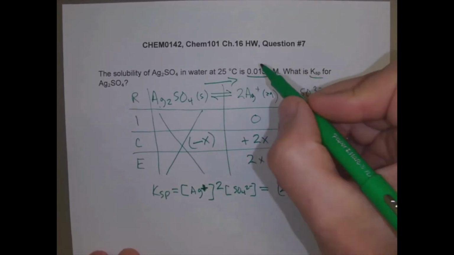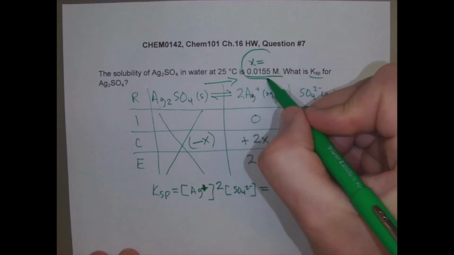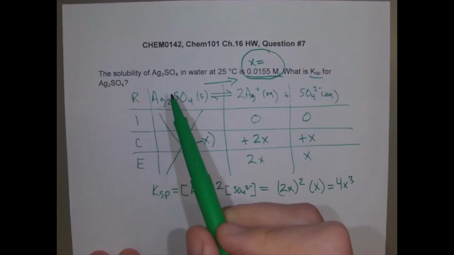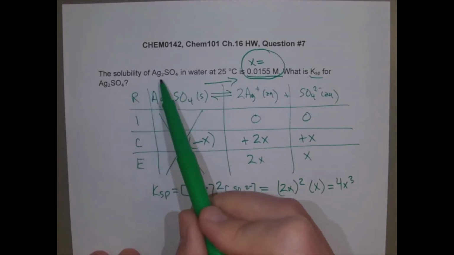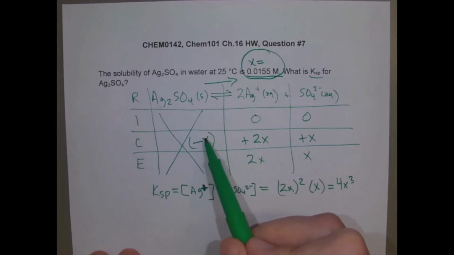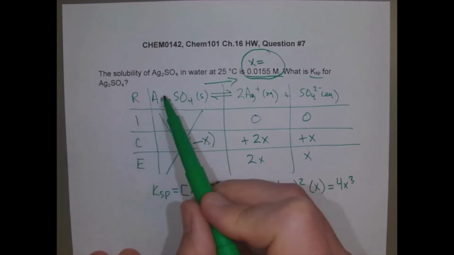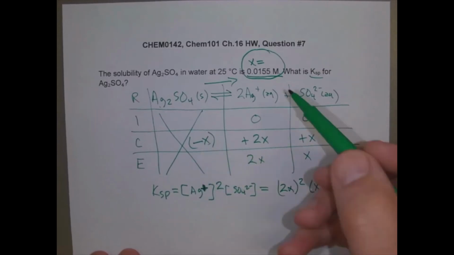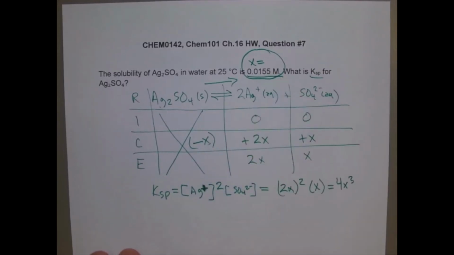Well, we're kind of told what x is in the problem statement. X is the solubility of silver sulfate. Okay? It says that the solubility of silver sulfate is 0.0155. Well, that's represented here. How much of this dissolves? What is the solubility of this? Well, we said that was equal to X, okay? And so we also know the number there.